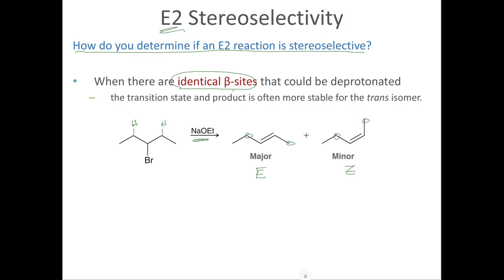Z in the sense that the high priority groups are on the same side, E in the sense that the high priority groups are on the opposite sides. So we end up forming an E product as the major because the E product is more stable than the Z.